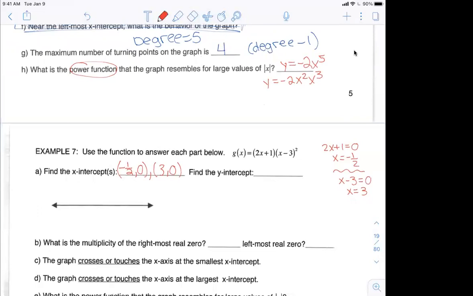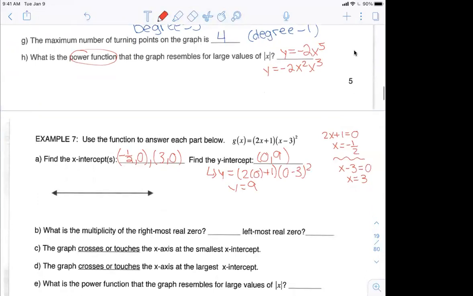Find the y-intercept. The y-intercept is when you plug 0 in for x. So I'm going to plug 0 in for x, and I'm going to use my calculator to do this for me. When I do that, I get a y value of 9. So the y-intercept is 0, 9.